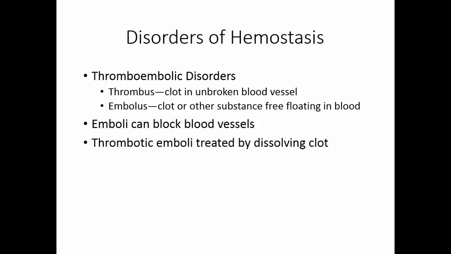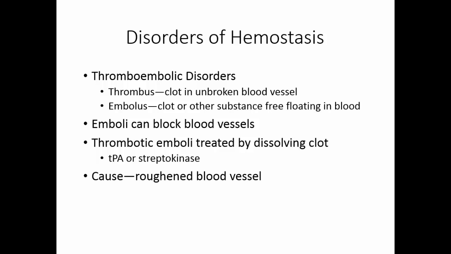Thrombotic emboli can be treated by dissolving the clot. We can either use TPA or streptokinase. Streptokinase is a substance that is produced by bacteria. The most common cause for a thrombosis or a thromboembolus is a roughened blood vessel. Plaque collecting on the inside of blood vessels is one of the things that can make a blood vessel rough and can encourage the production of thrombi.